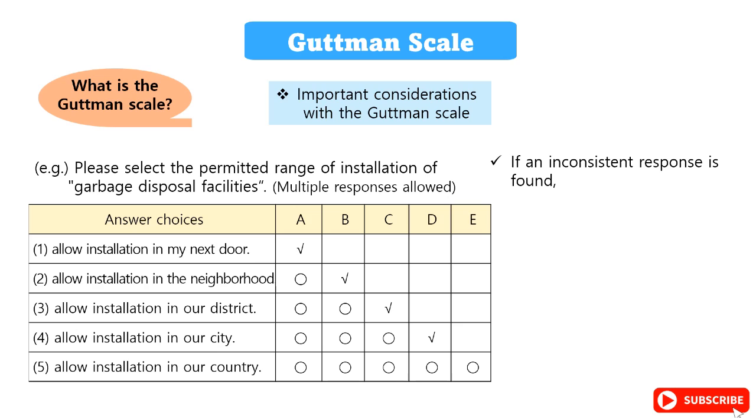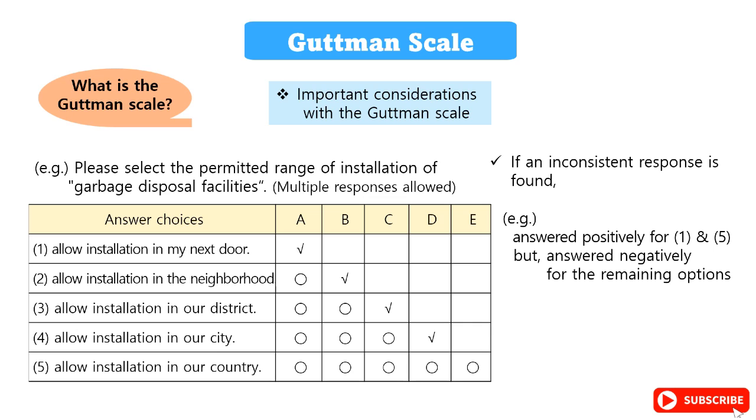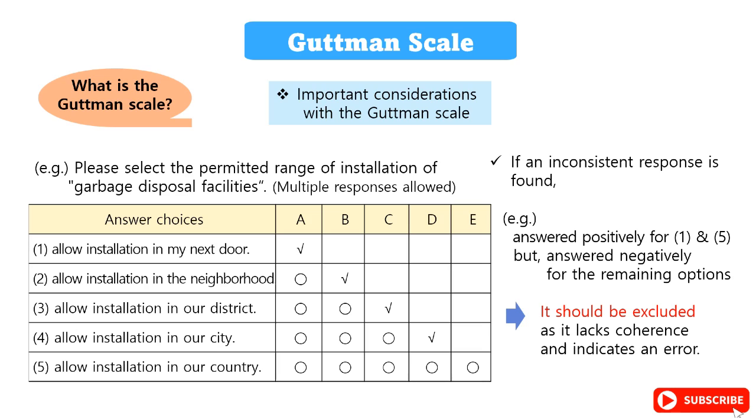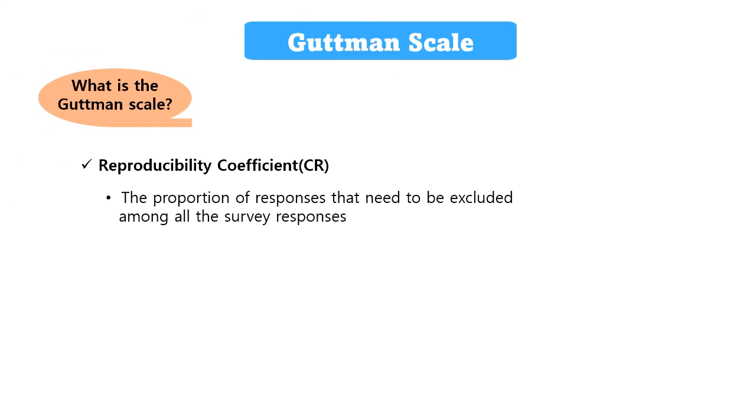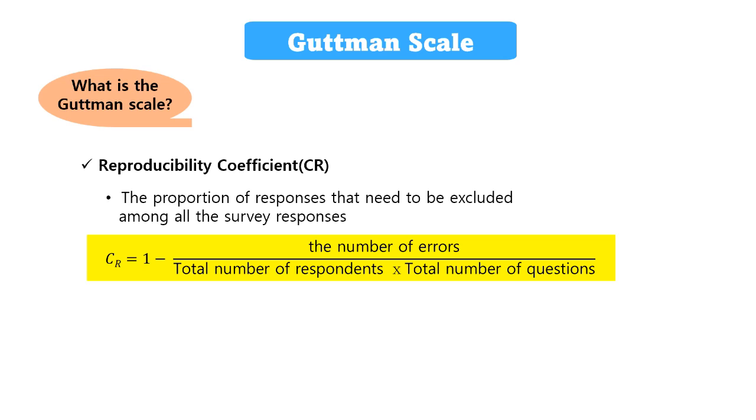When analyzing survey results by inputting responses into a computer, if an inconsistent response is found where the respondent answered positively for option 1 and option 5 but negatively for the remaining options, this response should be excluded as it lacks coherence and indicates an error. The proportion of responses that need to be excluded among all the survey responses is called the reproducibility coefficient, CR.